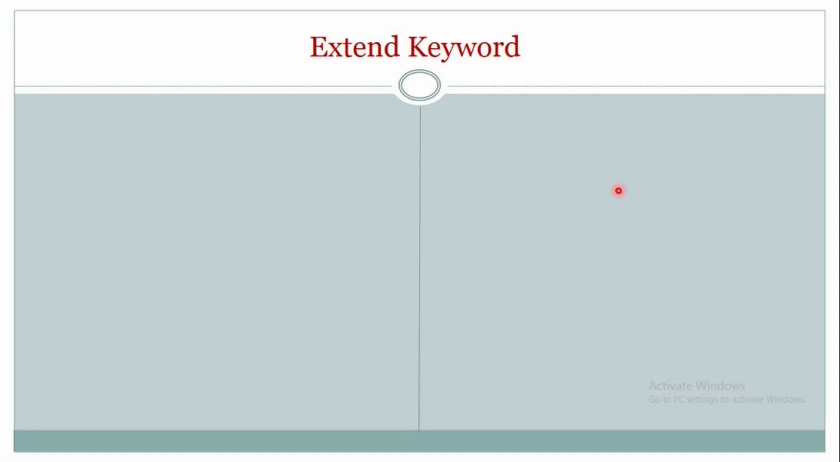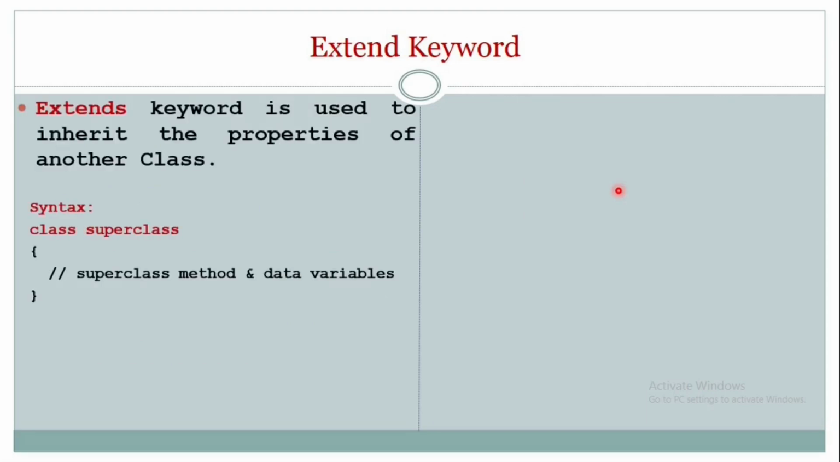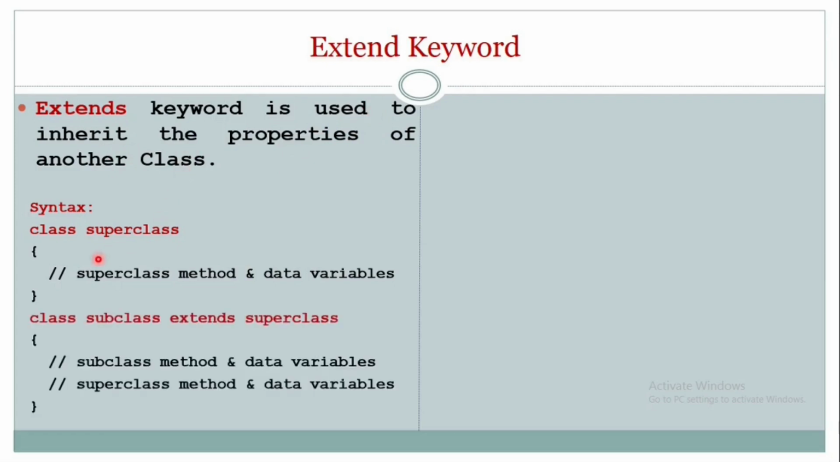Now, how do we implement these concepts in Java? Using the keyword extends. The extends keyword is used to inherit the properties of another class. For example, here is the class superclass. Now, if this is a superclass, how do we create a subclass? A subclass is created using the keyword extends. As you can see here, class subclass extends superclass. This is how the subclass will inherit all the features and characteristics of the superclass.